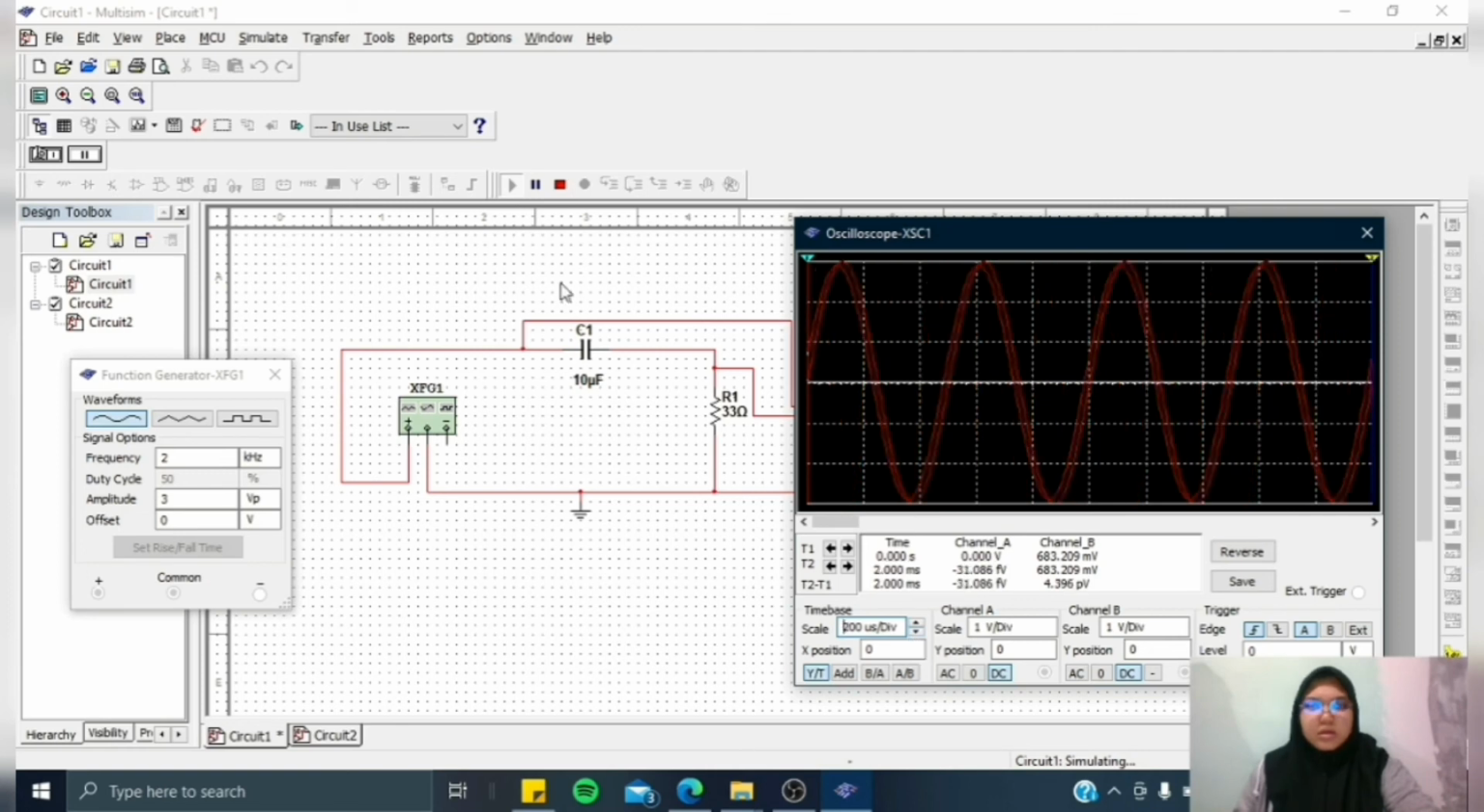Stop the simulation and take your reading. For RC circuit, the phase angle formula is 360 divided by T2 minus T1, multiplied by T2. The relationship between input and output for RC circuit is lead.